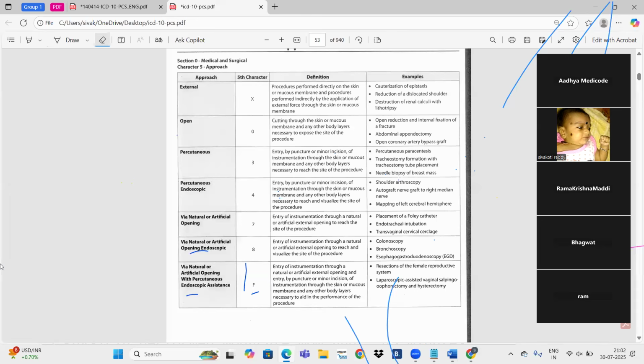Percutaneous endoscopy is simple. If they use any laparoscope, arthroscope, or thoracoscope, it should be percutaneous endoscopy. The scope is inserted through a minor incision. They will create a small hole, insert the scope, and complete the procedure. Thoracoscope, laparoscope, arthroscope. Thank you.